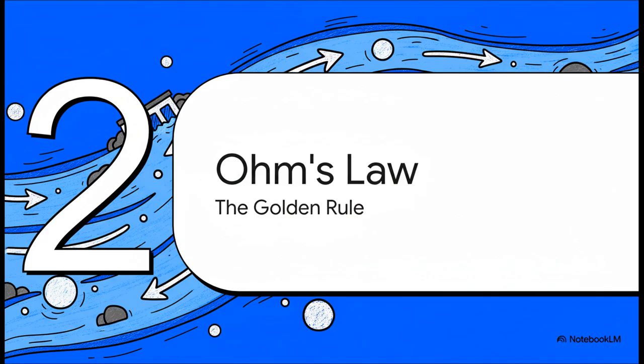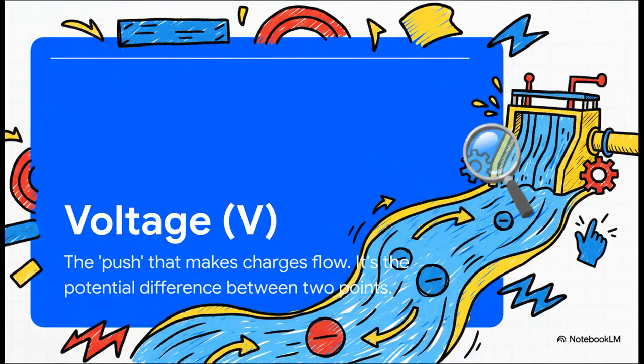This, my bachas, is the superstar of the chapter, the one formula you must know. I call it the golden rule. It is, of course, Ohm's law. Think about it. For a river to flow, it needs some kind of push, right? Like a downward slope. In electricity, that push, that pressure that makes the charges move, we call that voltage. The bigger the voltage, the bigger the push, and the stronger the flow of current.